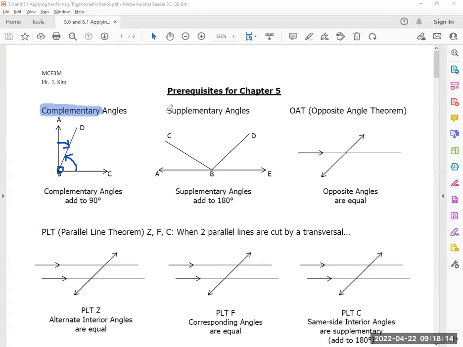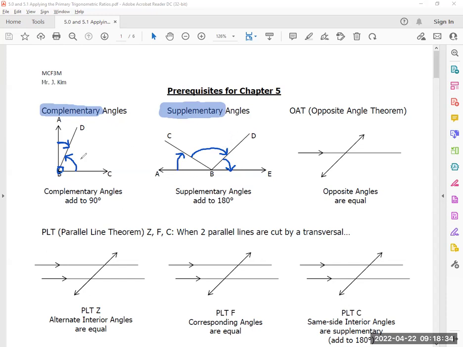Supplementary angles, I think you can guess. Supplementary angles are angles that will together add to 180. So this angle plus that angle plus that angle. Three of them together, they add to 180.